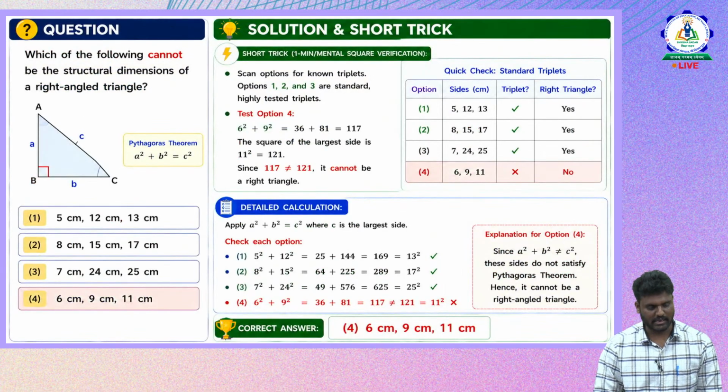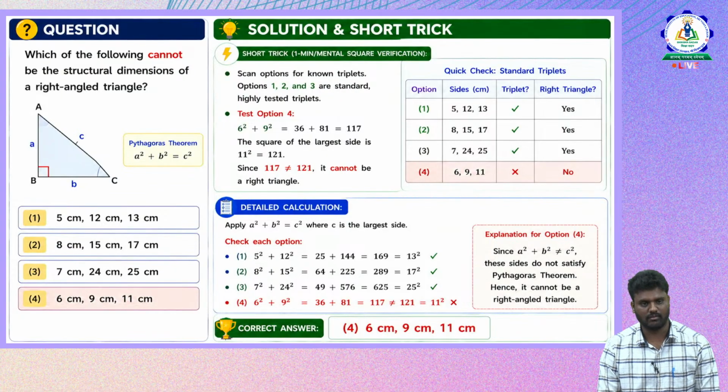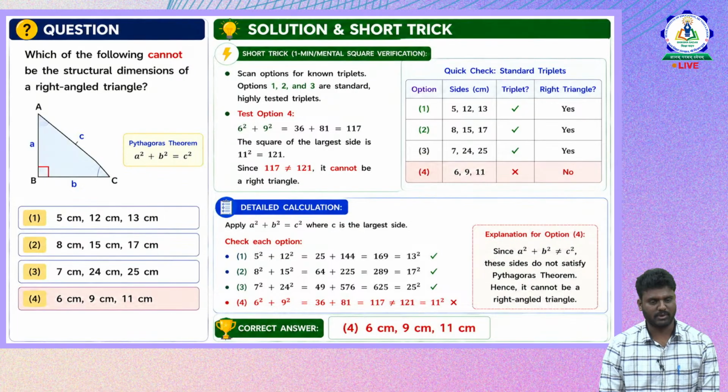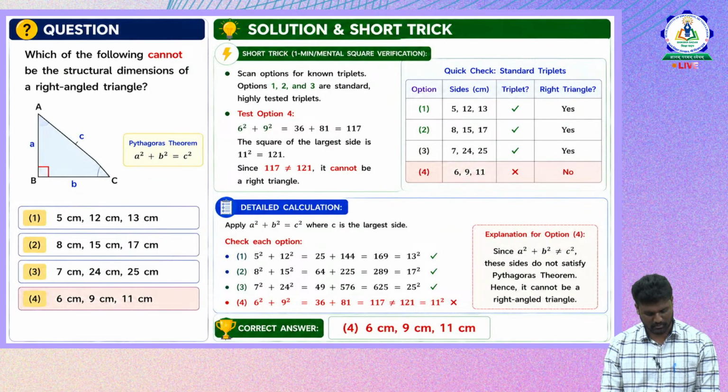Now let us see another question. Which of the following cannot be the structural dimension of a right angle triangle? Option 1 is 5 centimeters, 12 centimeters and 13 centimeters. Option 2 is 8 centimeters, 15 centimeters, 17 centimeters. Option 3 is 7 centimeters, 24 centimeters, 25 centimeters. Option 4 is 6 centimeters, 9 centimeters and 11 centimeters.